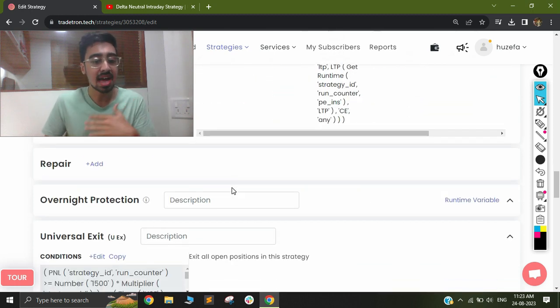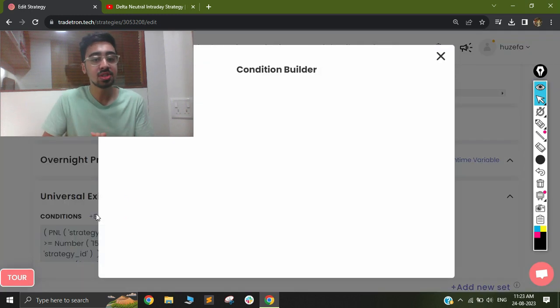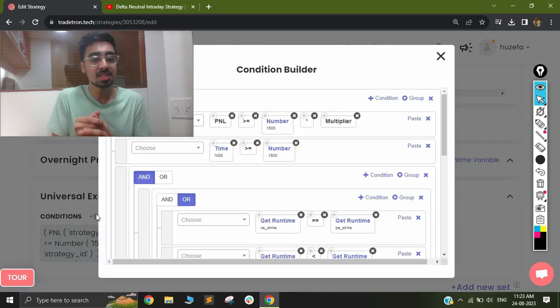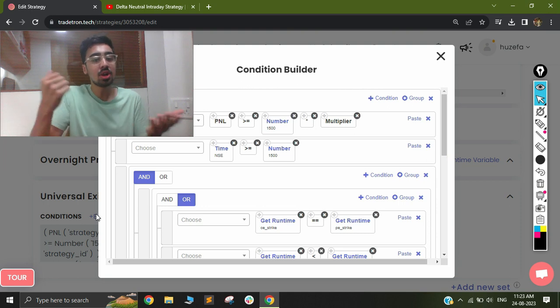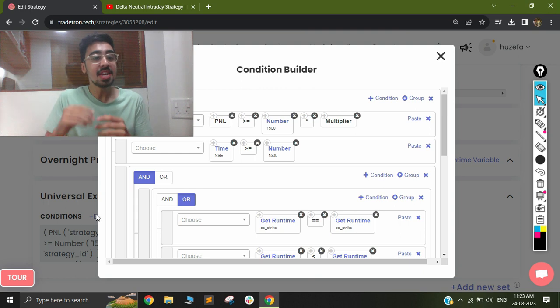Now I have my universal exit conditions. Universal exit conditions are based on, one, if time is more than 3 o'clock, then I want to exit. I don't want to wait after that. Second is, in the video, he had mentioned that in case he finds more than 1.5% profit on the capital that is deployed, he will exit.